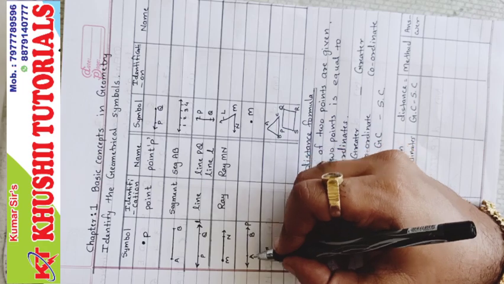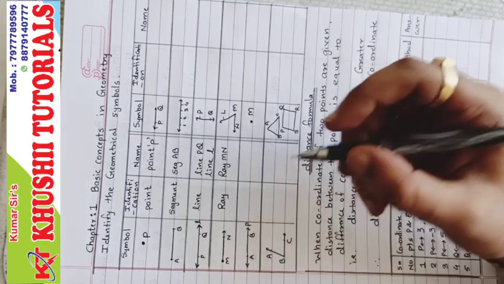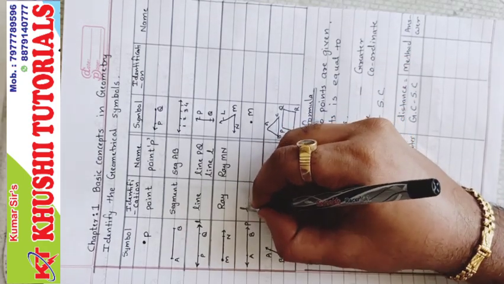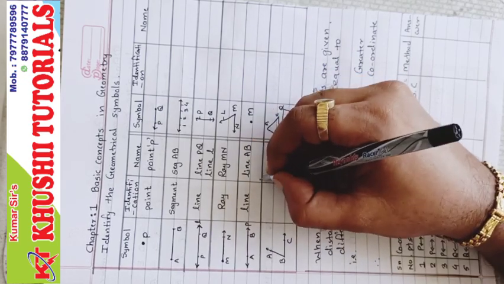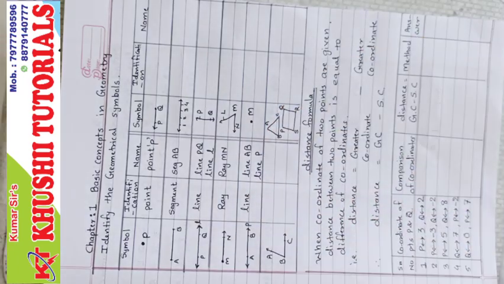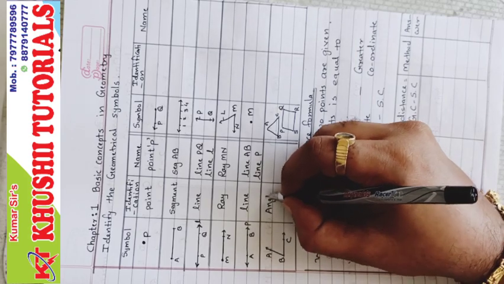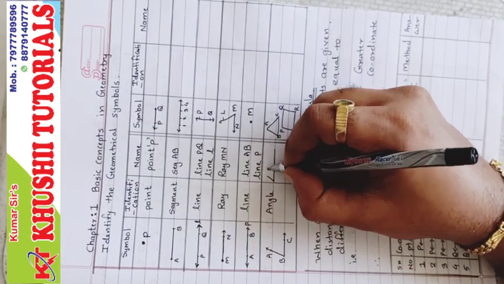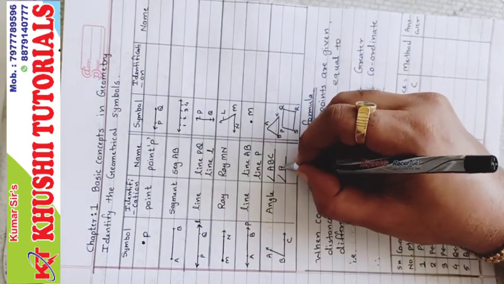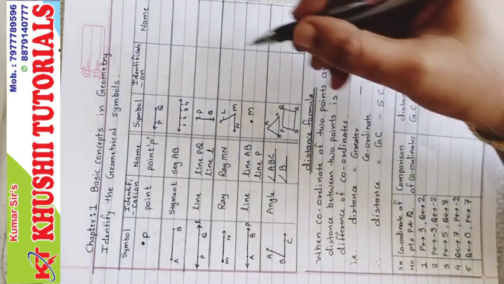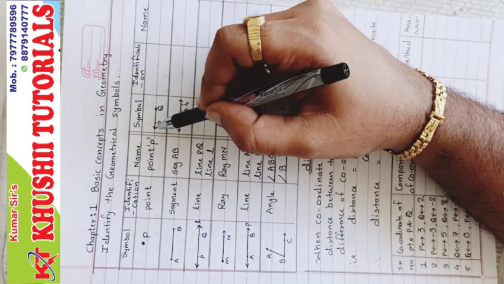Next. Now this again is a line because it has an arrow at both of its ends. So the name is line AB or line P. The next, what is it? Angle. You can name it angle ABC or angle CBA, or just angle B, by a single letter, which is okay.